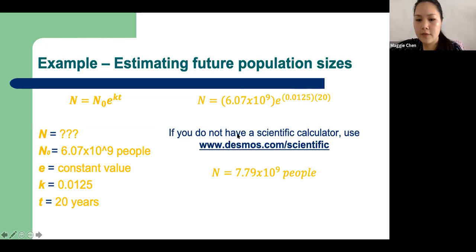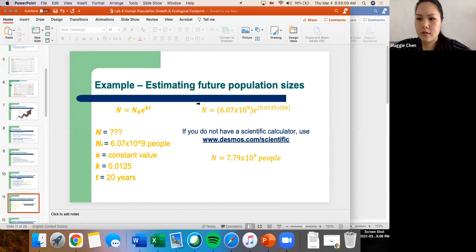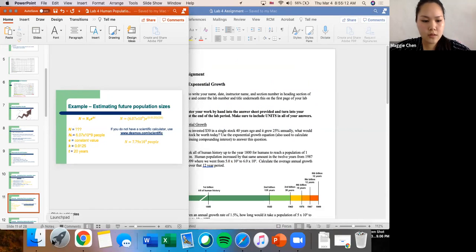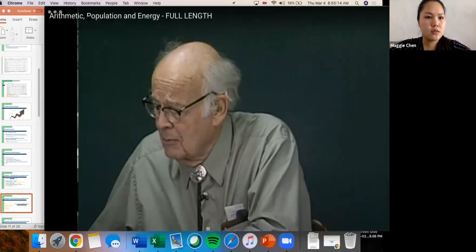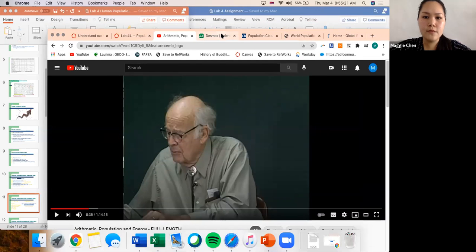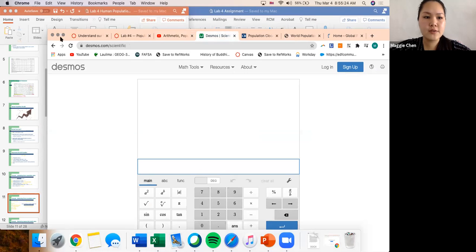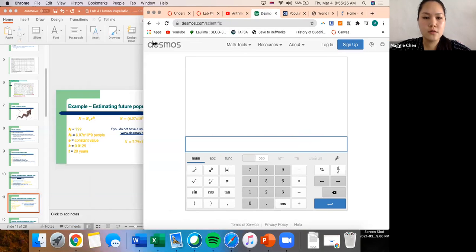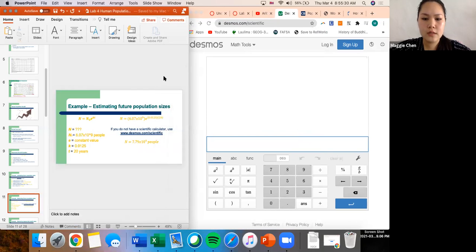If you don't have a scientific calculator or a calculator near you, you can go to desmos.com/scientific and plug all of this in. Let me show you what it would look like if we went into Desmos. If you just type Desmos slash scientific into your Google search engine, it's going to look like this.